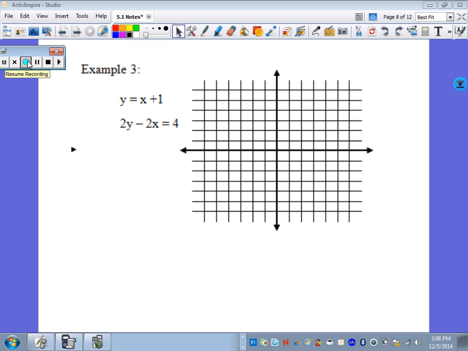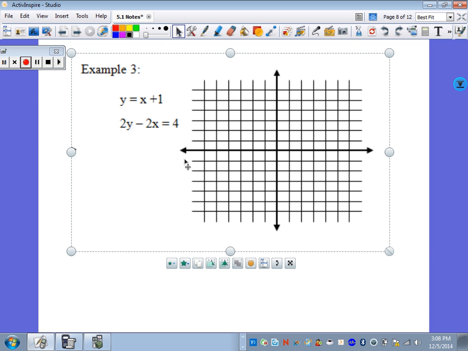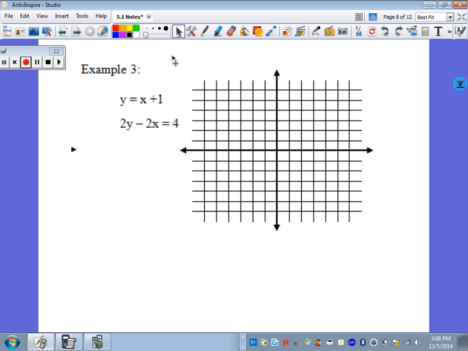Okay, so now here's another one. So you're just going to graph it. Now notice the first one is already in the right form, but the second one is not. So let's go ahead and fix the second equation. This one's fine. So what we're going to do here is add 2x to both sides. So that's going to give us 2y equals 2x plus 4. I'm going to divide through by 2. So that y equals x plus 2.